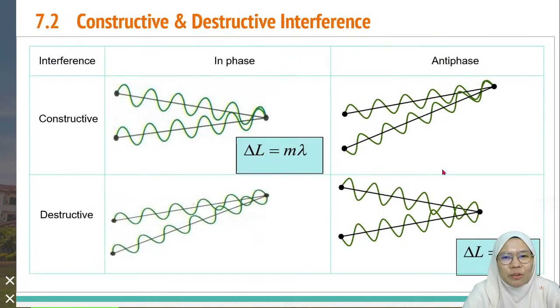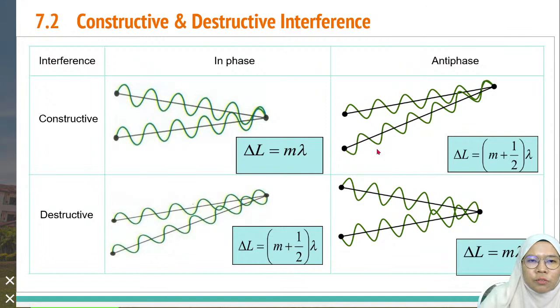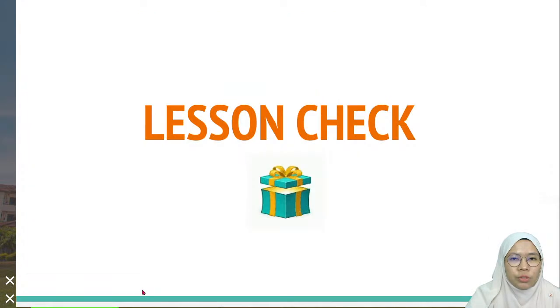Okay, so this is a summary of what we have discussed earlier. For in phase, for constructive interference, delta L equals m lambda. For destructive, m plus half lambda. But for anti-phase, it's the opposite. So this one is the same as this one. Can you see the slide? This one is the same as this one. So it's easier for you if you just understand and maybe memorize for in-phase interference. Right, then we go to lesson check.